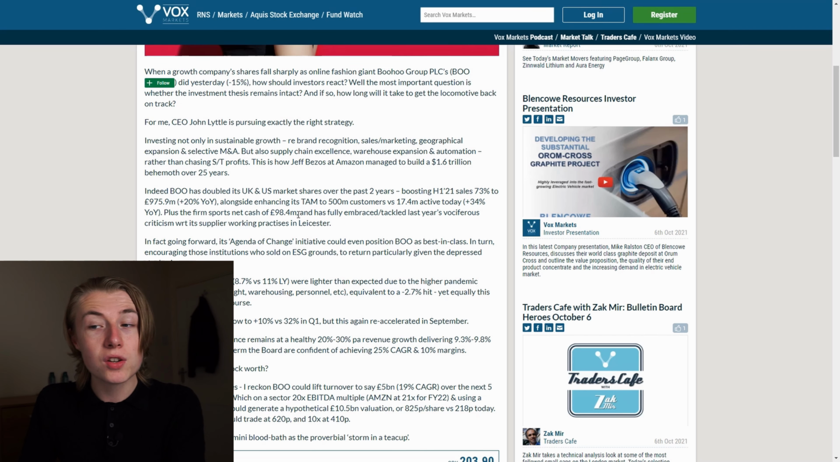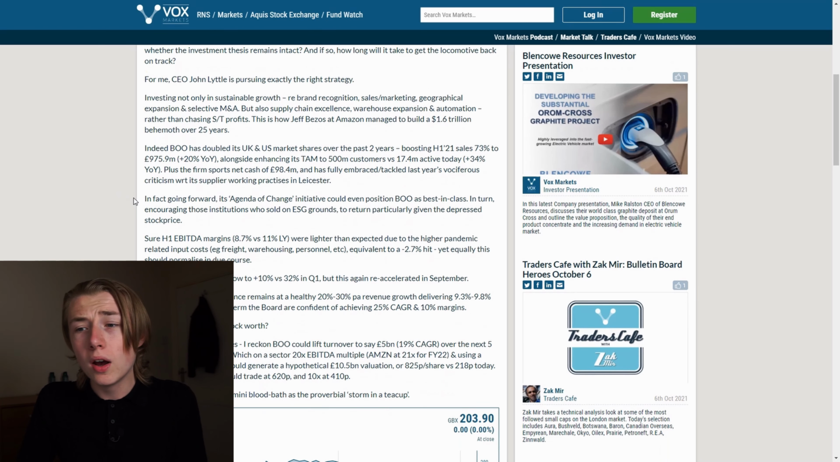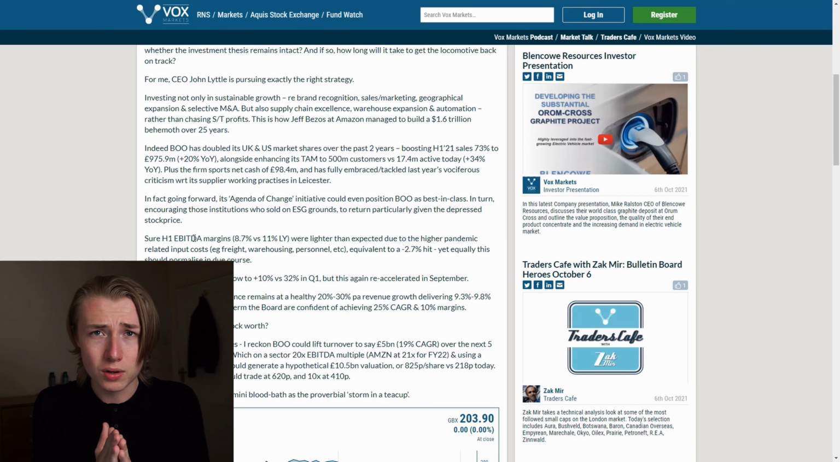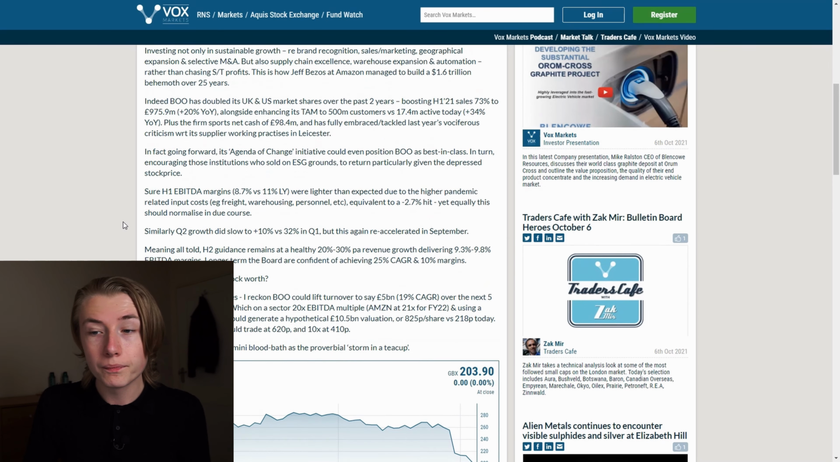Sure, they've got net cash of 98.4 million, and yes, that is less than what it was earlier in the year. And as he mentions as well, margins are lower on EBITDA, but this is expected due to the freight, warehousing, and personnel. Obviously, they've hired more staff, inflation's going up, wages are somewhat following this trend, so it's likely going to be quite capital intensive for the moment.